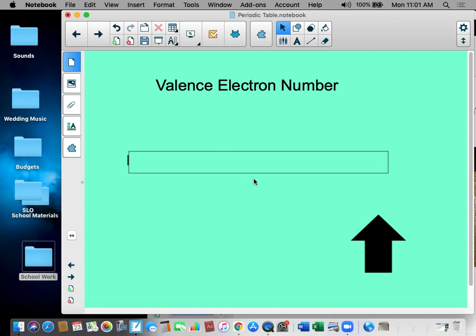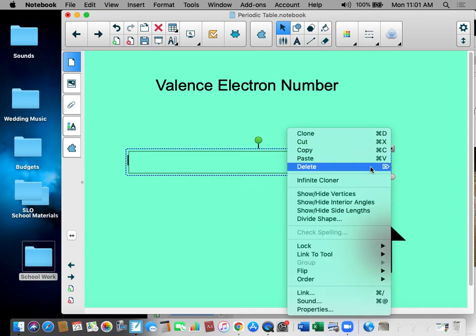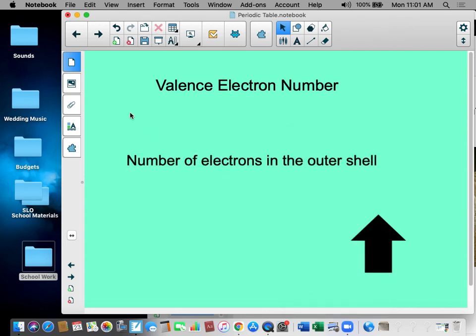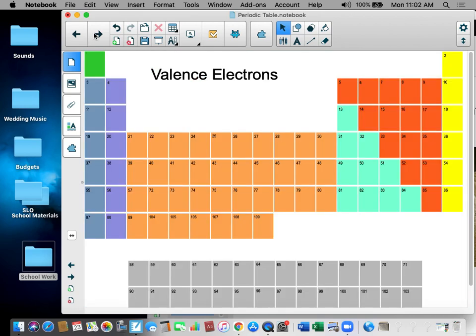Now, we also have what's called a valence electron number. Valence electron numbers are defined as the number of electrons in the outer shell. Remember we talked about the outer shell, the octet rule, maximum number was 8 outer shell possible. So, if we look at the periodic chart to find the number of valence electrons, the first column, all of these have 1. Second column, all of these have 2.